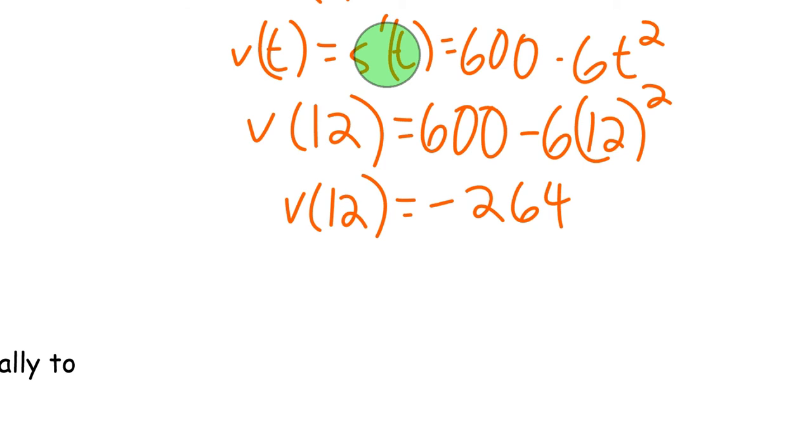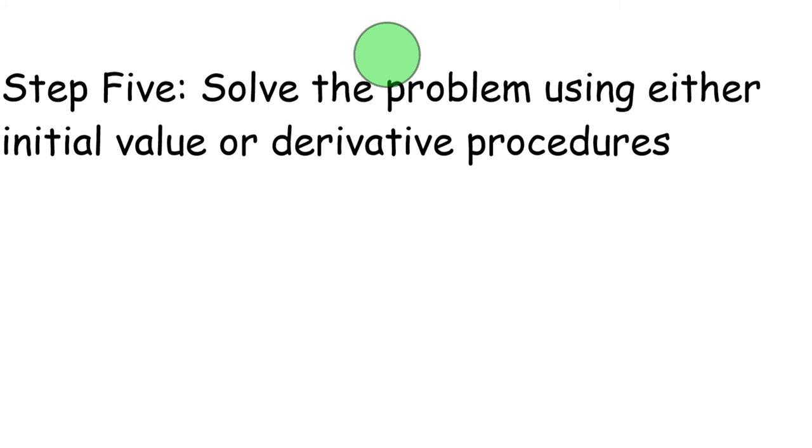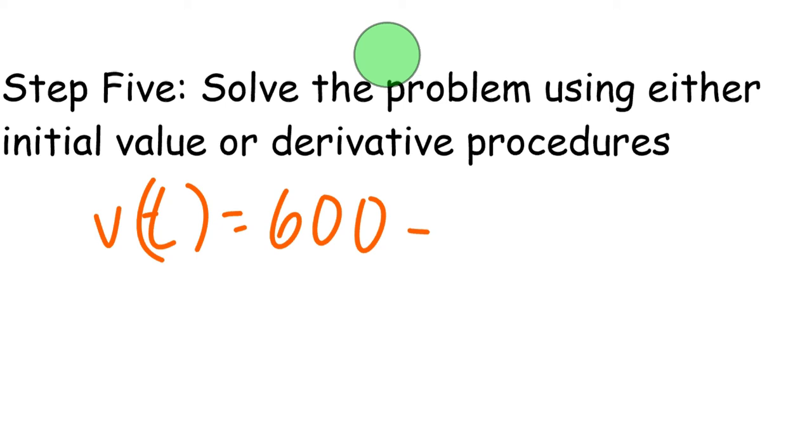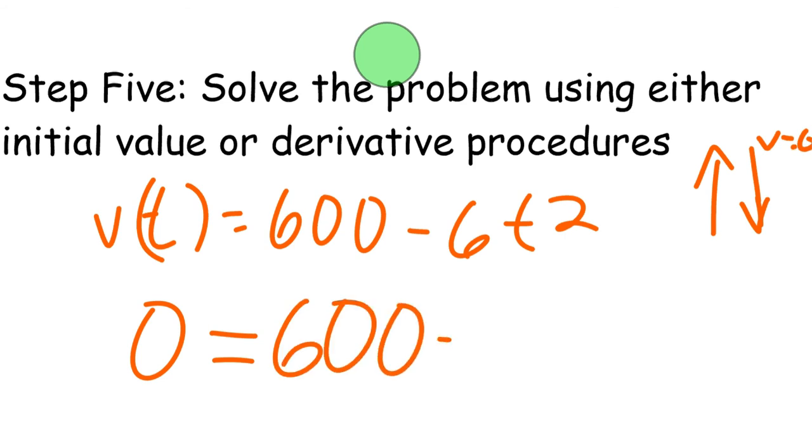So I'm just going to rewrite that down here. 600 minus 6t squared. Okay, so v of t equals 600 minus 6t squared. And we want to figure out when the velocity is 0, right? Because again, we said that's when the helicopter goes from going up to going down. Its velocity right there is 0. So we're going to set this equal to 0.